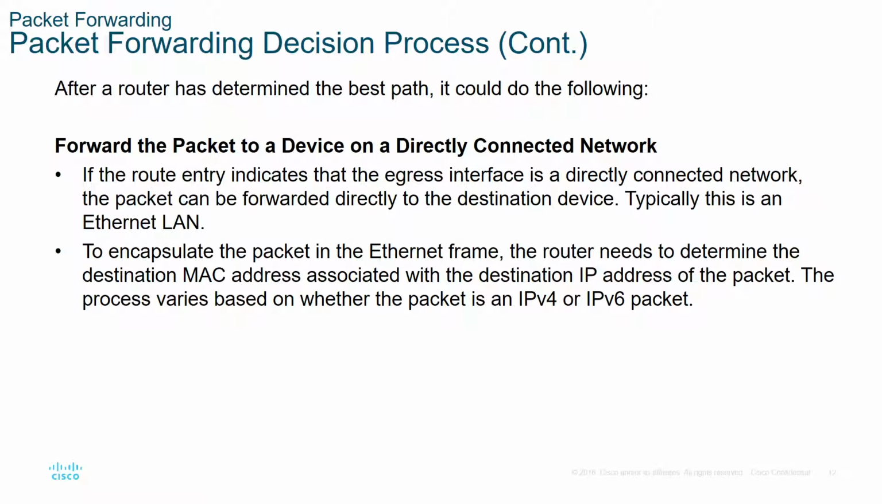After a router has determined the best path, it could do the following. Forward the packet to a device on a directly connected network. If the route entry indicates that the egress interface is a directly connected network, the packet can be forwarded directly to the destination device. Typically, this is an Ethernet LAN. To encapsulate the packet in the Ethernet frame, the router needs to determine the destination MAC address associated with the destination IP address of the packet. The process varies based on whether the packet is an IP version 4 or IP version 6 packet.